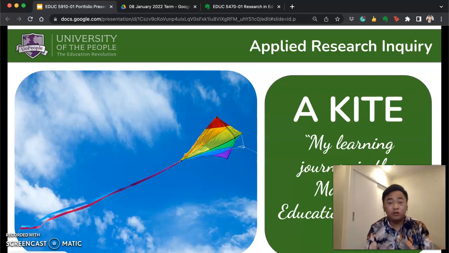You have to learn it first. You have to earn it first. You have to do trial and error and explore different possibilities in creating a design to ensure that it will continue to soar high in the sky. And that's how I compare my learning journey in the Master of Education program here at UoPeople.